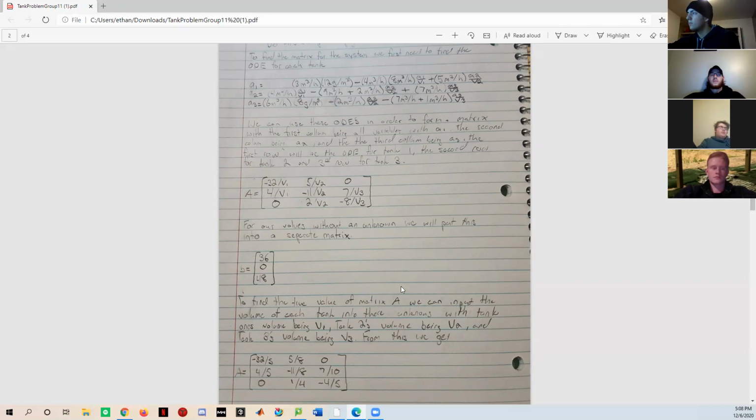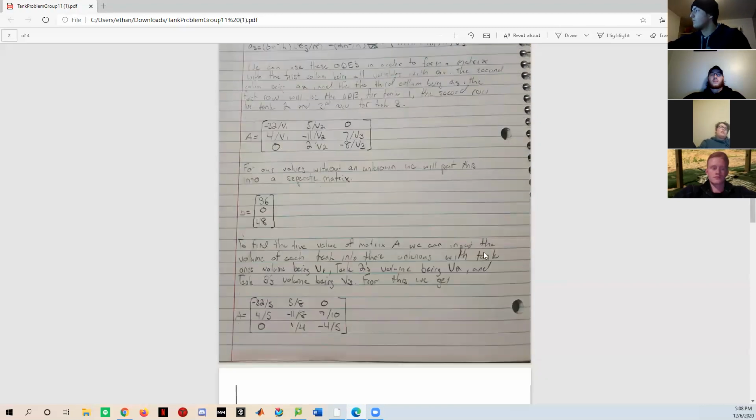And then, to find the final A, you're just going to add the volume of each tank into their respective rows and divide it out. And then that's our final matrix A and matrix B. I'm now going to hand it off to the next guy.